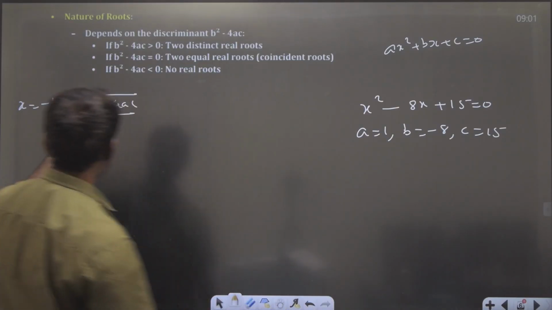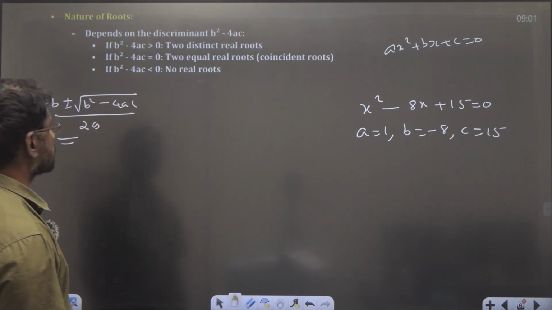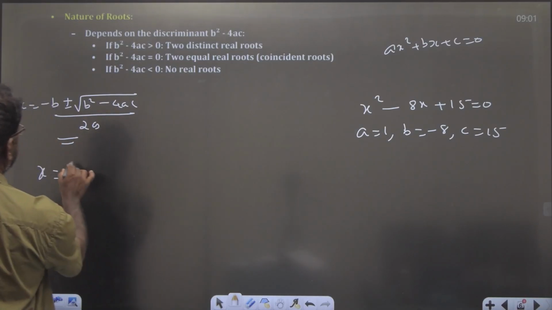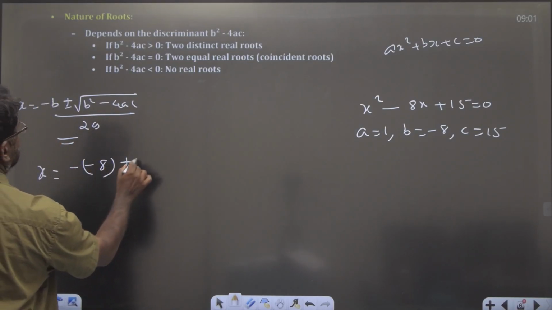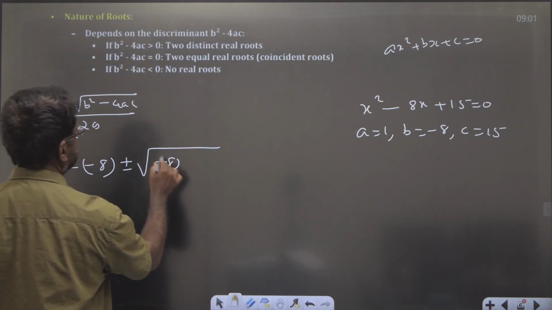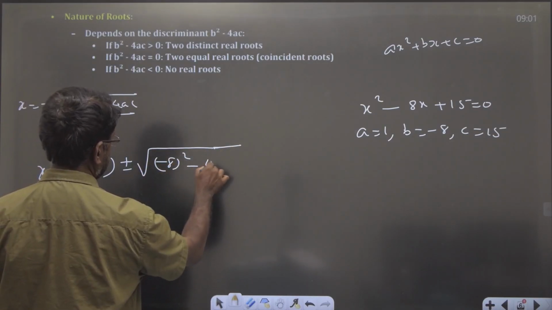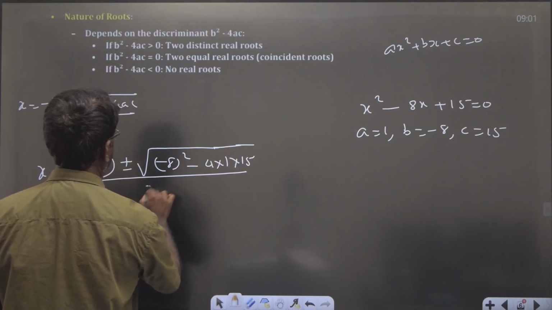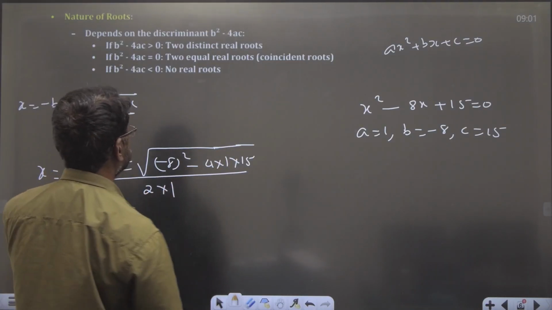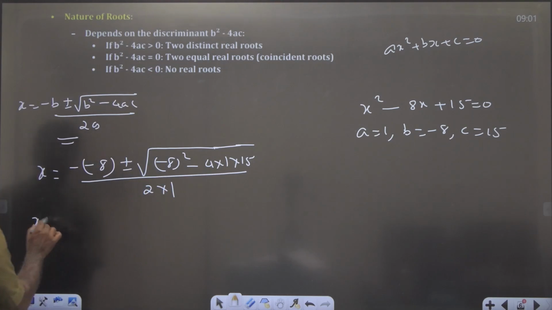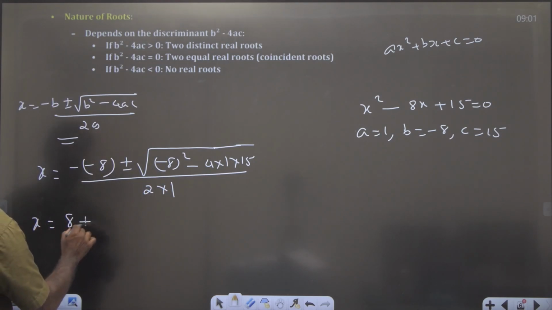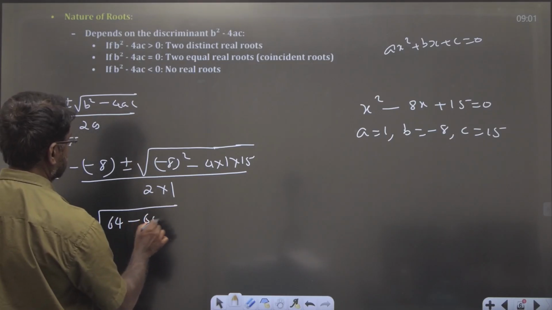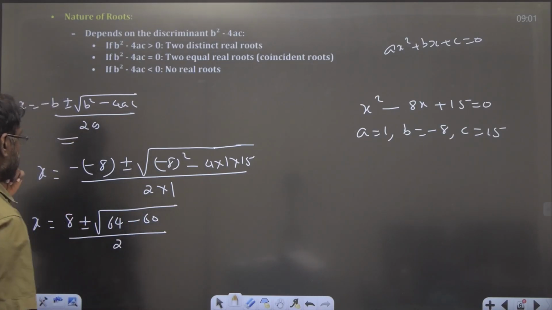This is the quadratic formula. So x is equal to minus b, minus b means minus minus 8, plus or minus root of b square, 8 square minus 4 into 1 into 15, whole divided by 2 into 1. That is x is equal to minus minus 8 plus or minus root of 64 minus 60 divided by 2.